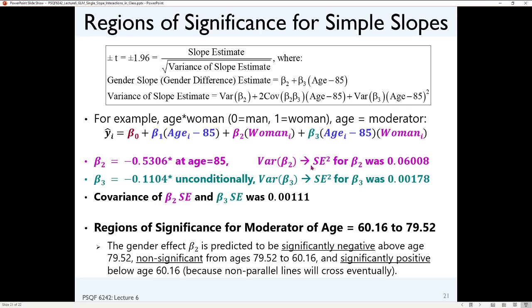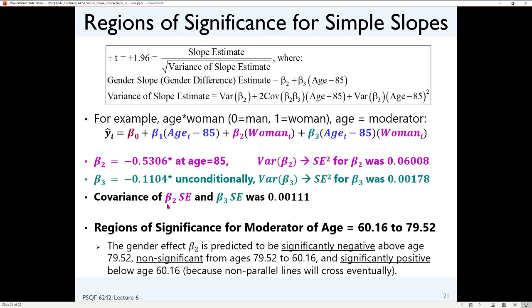And let's say that we found the standard error squared was this number. The estimate for beta 3, the interaction term, is found to be minus 0.11, and I note that this is unconditional because the interaction term is the highest order term. There's nothing else in this equation that contains both age and gender. And it has a standard error squared of this.